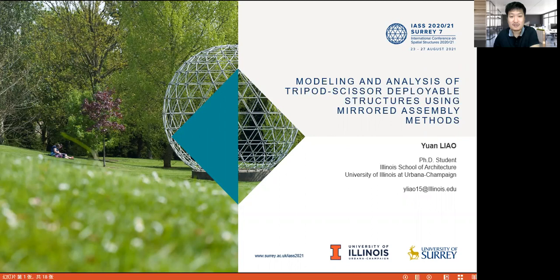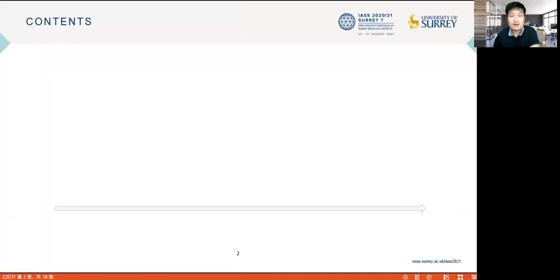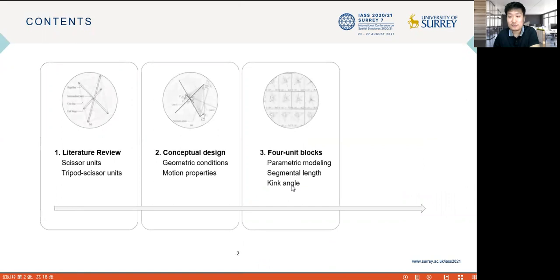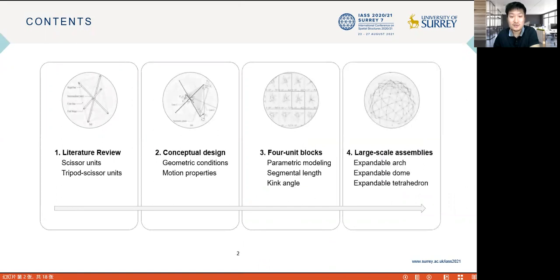This presentation is modeling and analysis of tripod-scissor deployable structures using measured assembly methods. Firstly, I would like to go through the main points of this presentation. The first part introduces a brief literature survey of scissor deployable structures. Then the basic design concept of using a measured assembly approach of the tripod-scissor unit will be discussed.